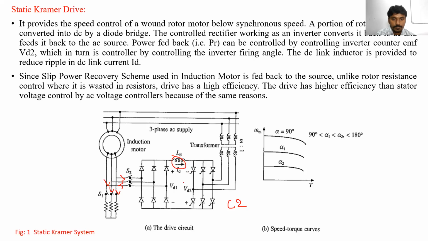Again, after the inductor, the DC voltage we get is represented by VD2. This DC voltage is then converted to AC by converter 2, which acts as an inverter. Here the power is controlled by varying the firing angles, or gate pulses, of this inverter.